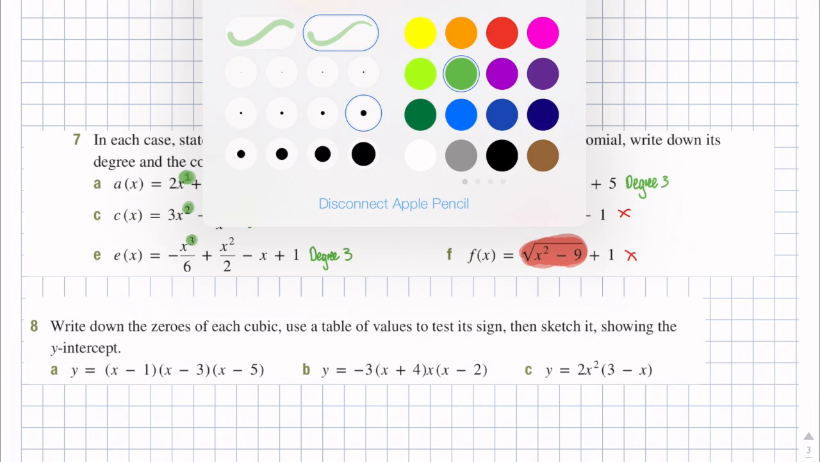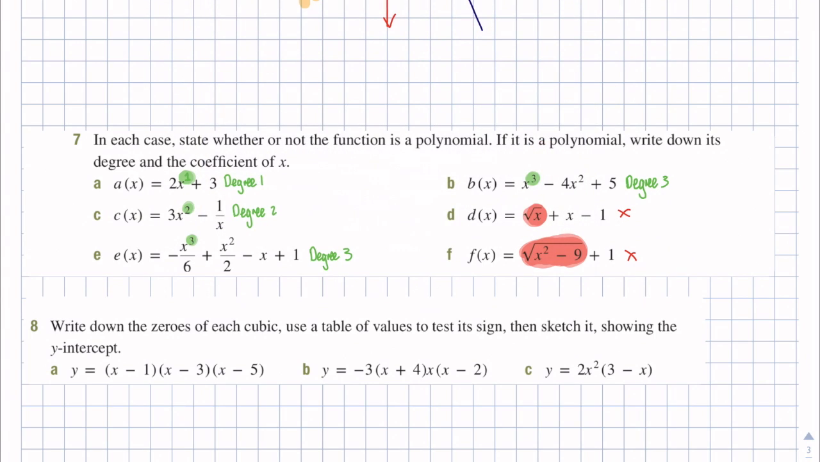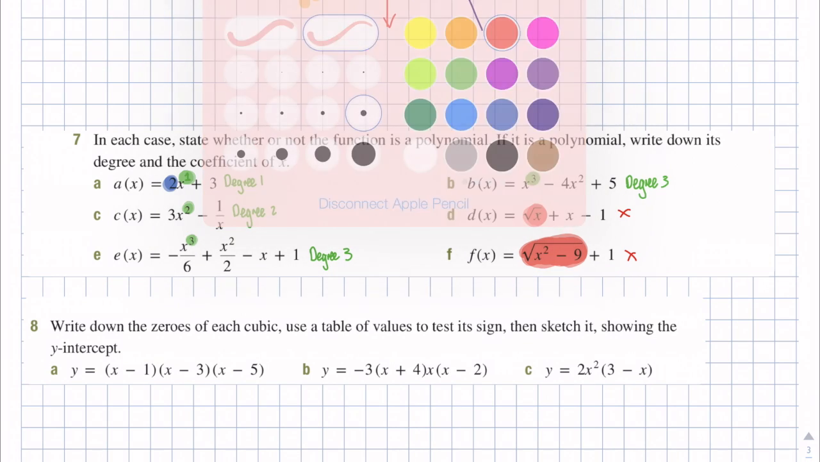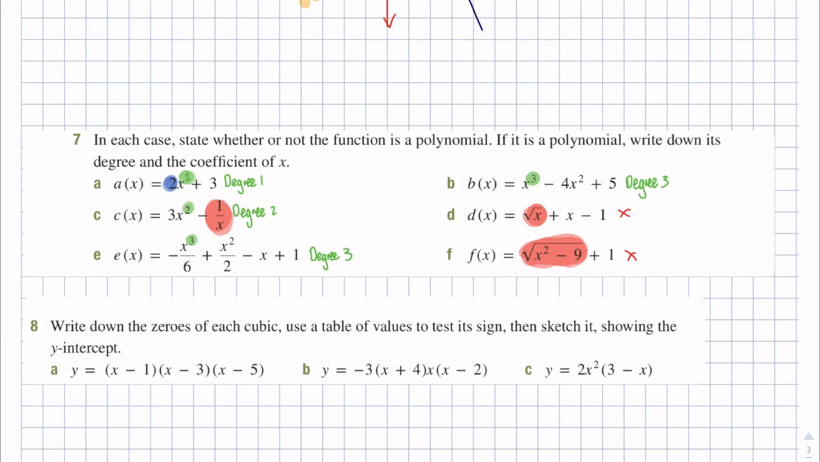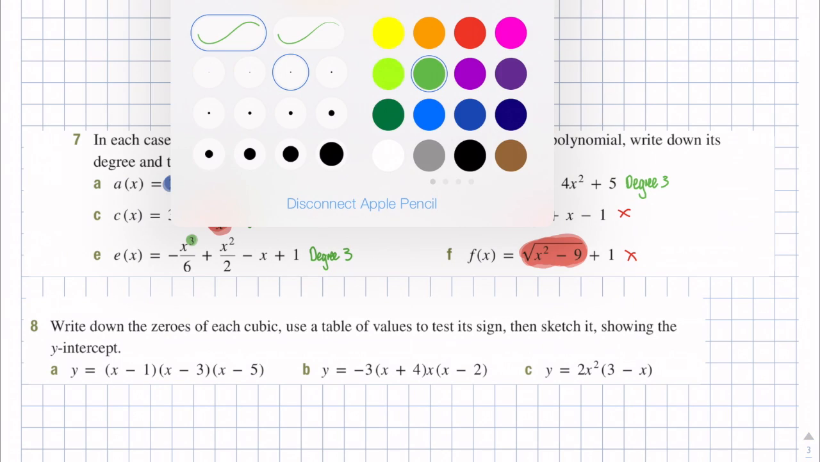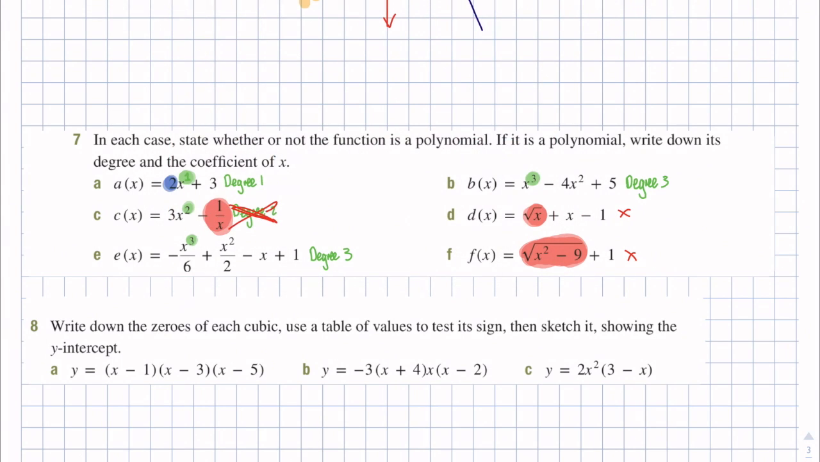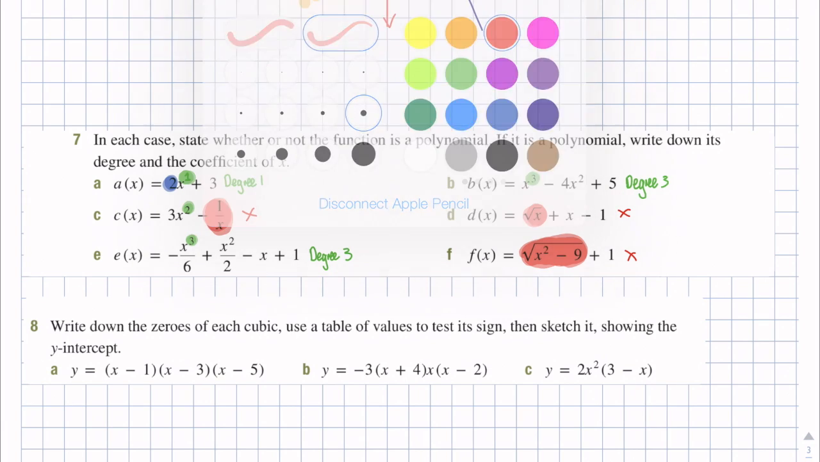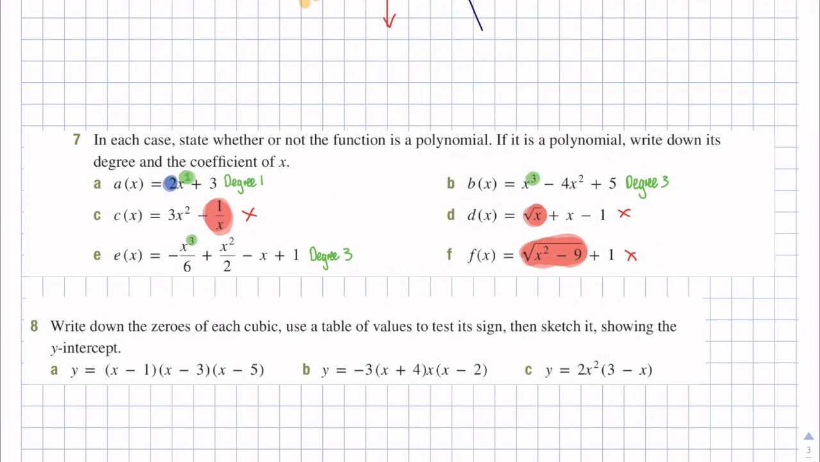Now let's have a look for the coefficient of x. That's the number in front of the x term. So we're literally, ooh, you know what I didn't spot before? This. No, it's not a polynomial. So I'm just going to get rid of the evidence that I ever thought it was. I didn't even see that. Well, it's still good for you to know that if it was a polynomial, it would have been degree 2.